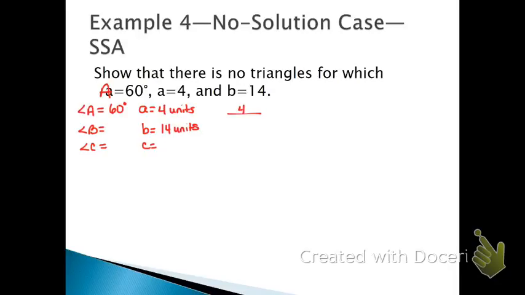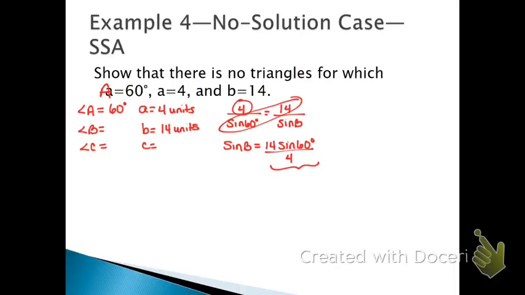So we got 4 over sine of 60 degrees equals 14 over sine of B. So we cross multiply and divide. So sine of B equals 14 sine of 60 degrees over 4. Now this time, I want you to type that piece into your calculator, the fraction there, okay? Just type 14 sine of 60 degrees over 4.